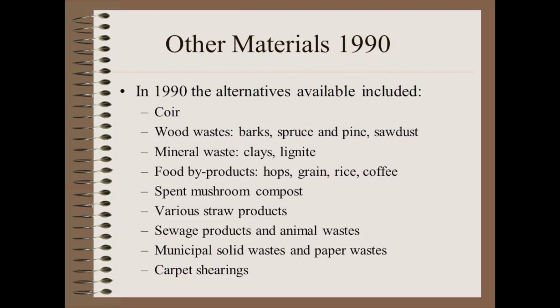So looking at the alternatives to peat from 1990 onwards, I think to begin with, in the HDC, they were undertaking trials on a very wide range of materials. You can see coir, various wood waste, mineral waste, food byproducts, spent mushroom, chopped straw, sewage, municipal waste, even things like carpet shearings and other bits and pieces. So it was very much in its infancy.